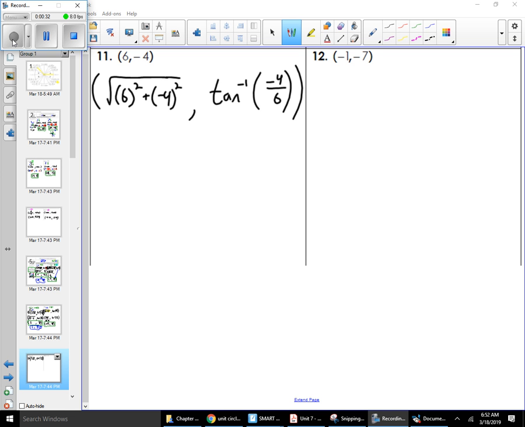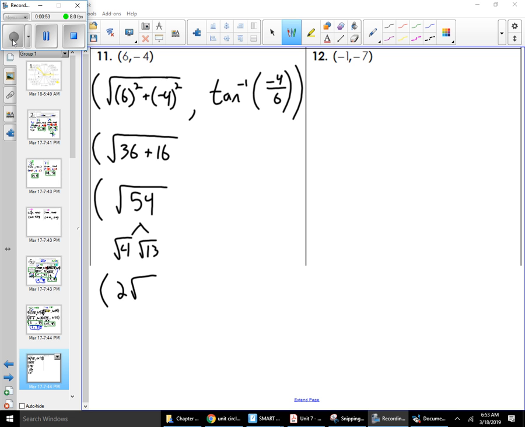So I'm starting with the left coordinate here. We don't need a calculator for that. 6 squared is 36. Negative 4 squared will be a 16. So putting those together gives me a root 52. 52 we can break up. 52 is the same thing as 4 times 13. And the square root of 4 is just 2. So no worries on the left coordinate. It's the right coordinate that's kind of tricky. So tan inverse of negative 4 over 6.